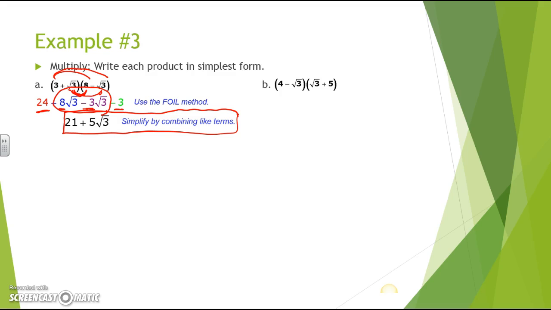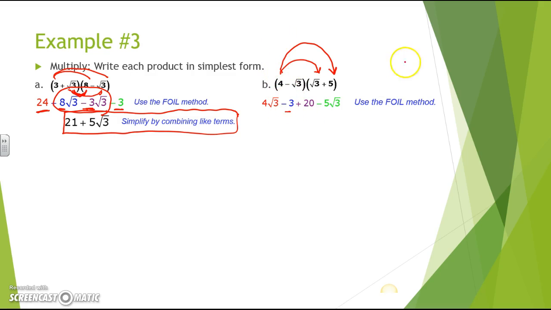Looking at B, we have in parentheses 4 minus the square root of 3, and the second set of parentheses is the square root of 3 plus 5. What I'm going to do is FOIL. We multiply 4 times the square root of 3. Then we multiply 4 times 5. Then we multiply negative square root of 3 times positive square root of 3, and then negative square root of 3 times 5. So what that breaks down into is 4 times the square root of 3 minus 3 plus 20.